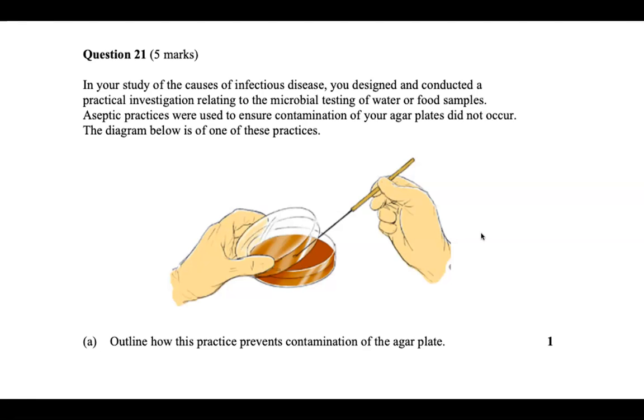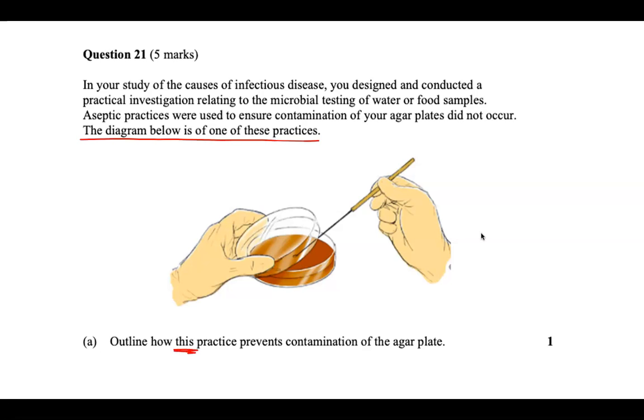Let's start with question 21. Now, this question generally was pretty poorly done for what should be a very easy question. And in fact, a lot of students, including the students who got the highest marks, lost some really easy marks on this question. Now, the key here is there's a diagram there, and this part of the question here, the diagram below is one of these practices.